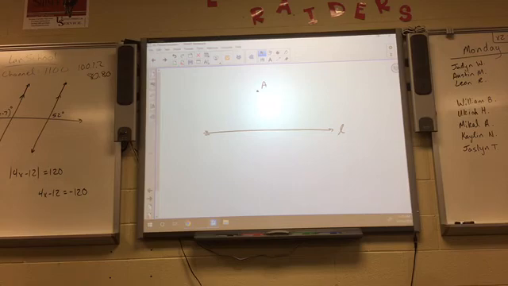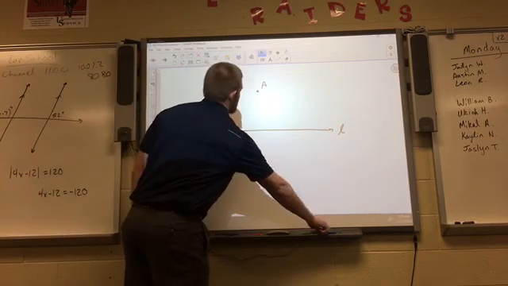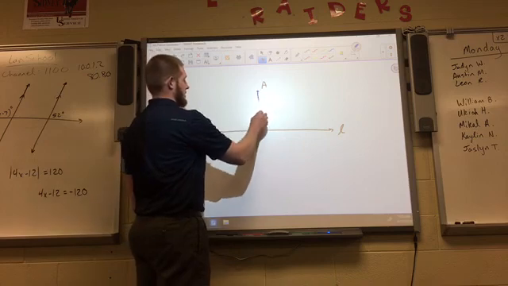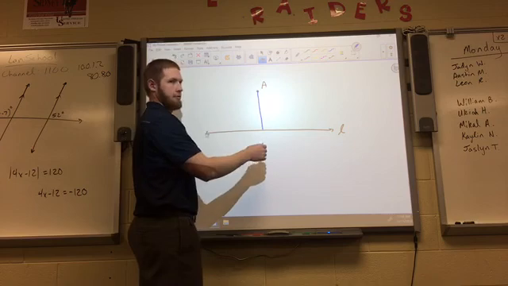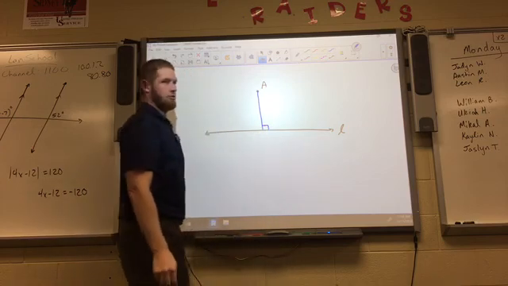What is special if I want to find the distance from point A to line L? What do I have to make sure I do? You're right. The point where it is perpendicular. So if I'm measuring from point A to line L, I have to measure in a way that, let's say I was using a ruler, would have to be perpendicular to the line.